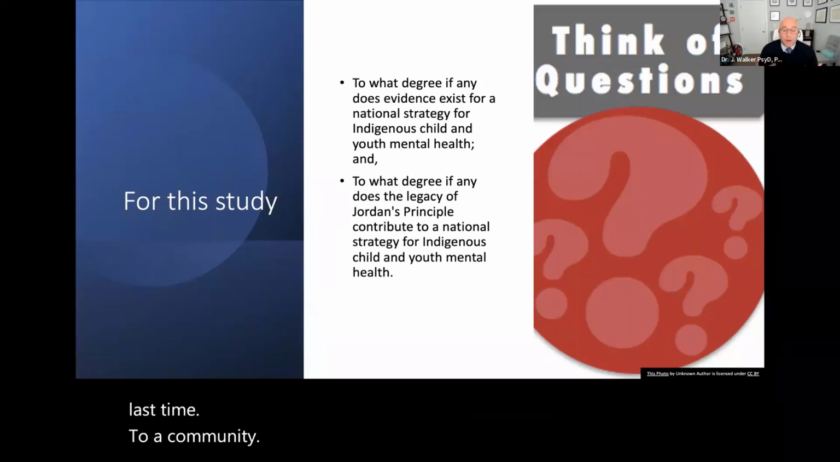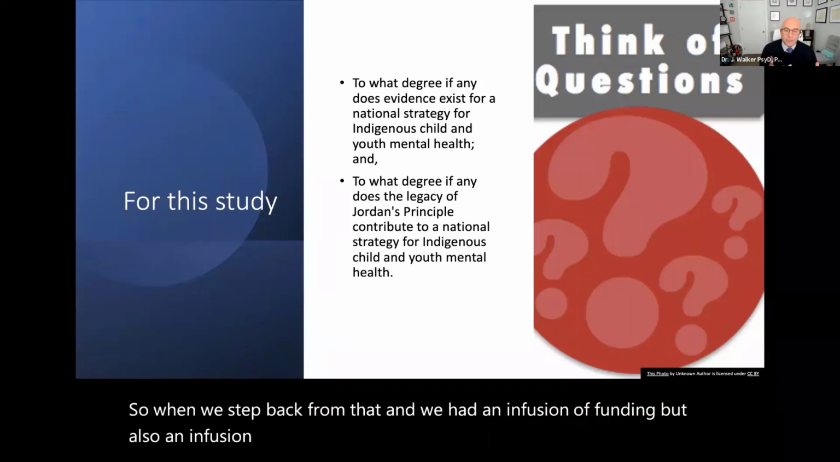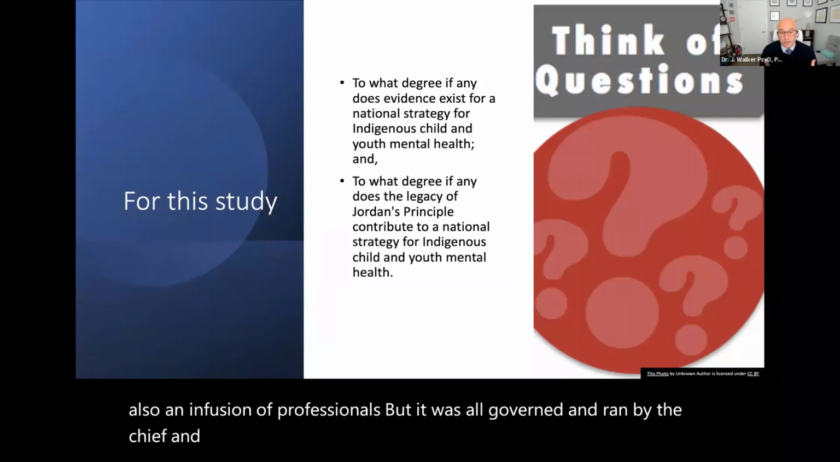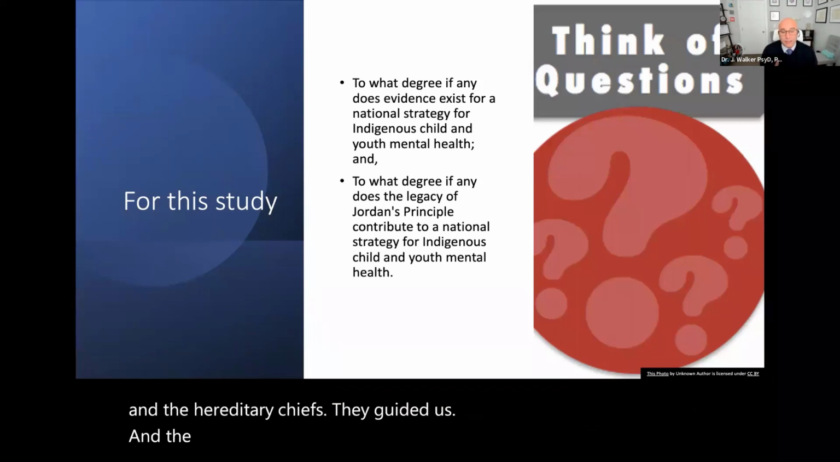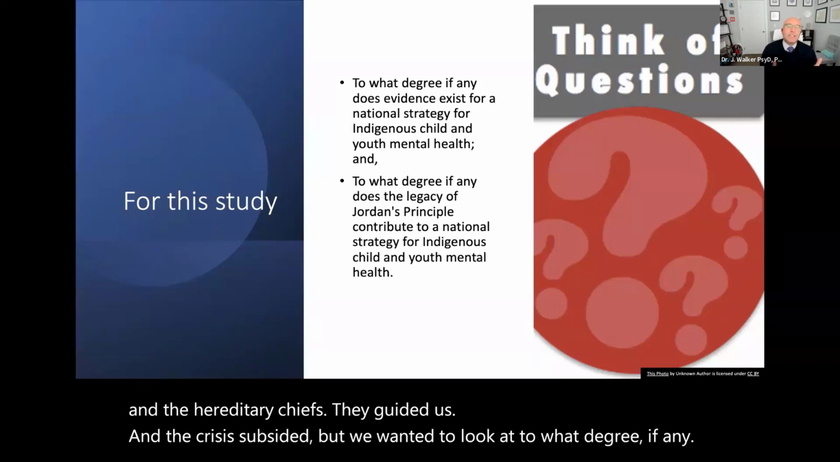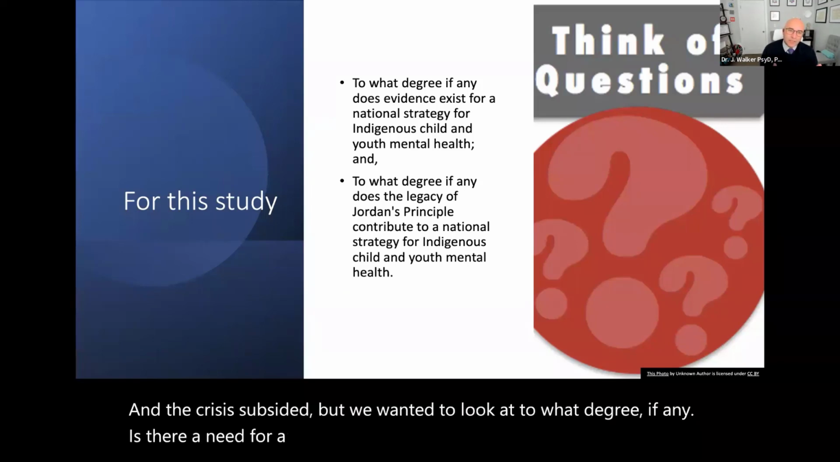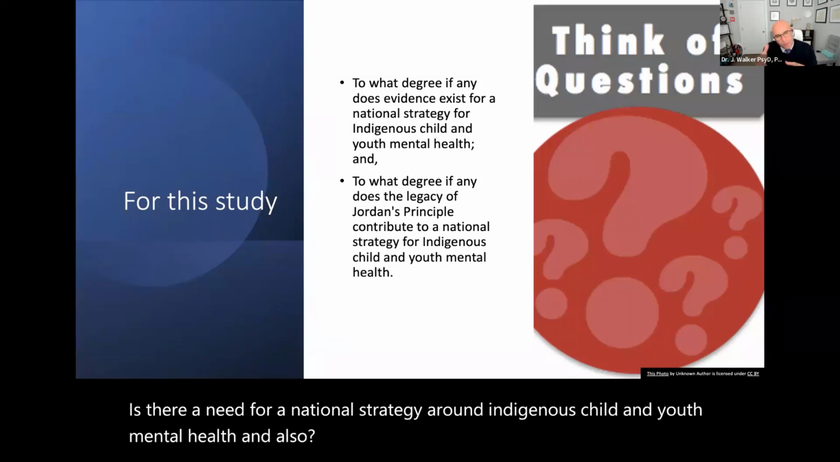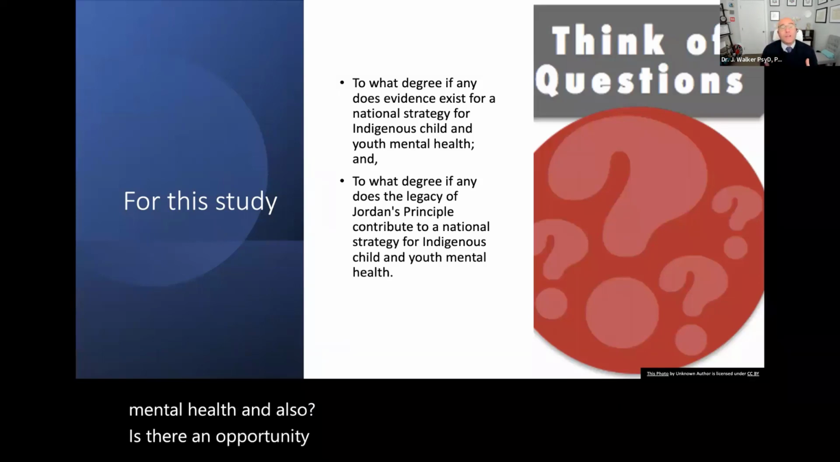So when we stepped back from that, we had an infusion of funding, but also an infusion of professionals. But it was all governed and run by the chief and council and the hereditary chiefs. They guided us. And the crisis subsided. But we wanted to look at, to what degree, if any, is there a need for a national strategy around Indigenous child and youth mental health? And also, is there an opportunity for Jordan's principle, as part of that incredible legacy, to be part of a national strategy?